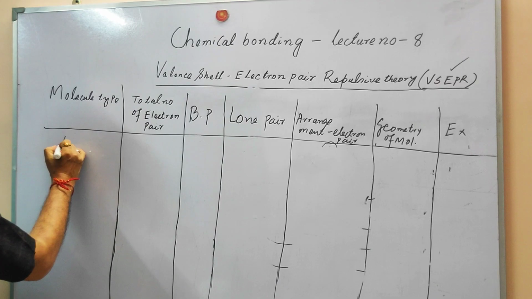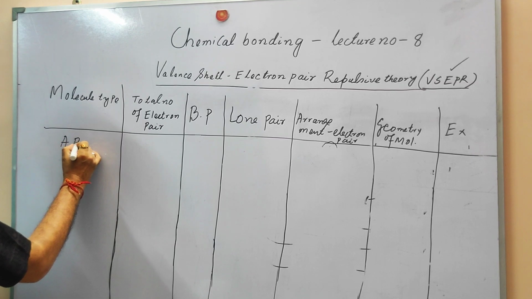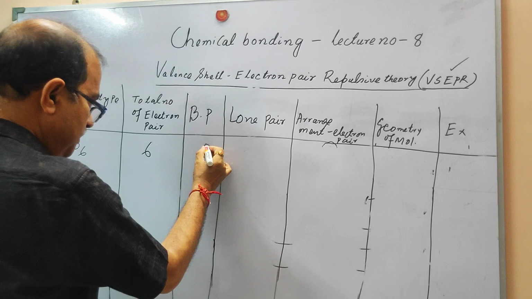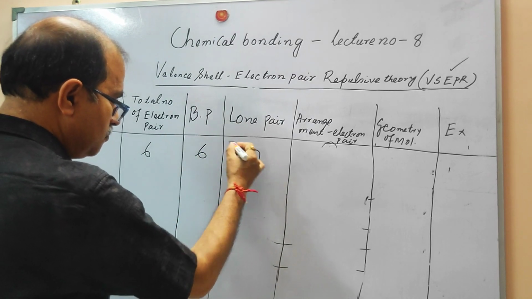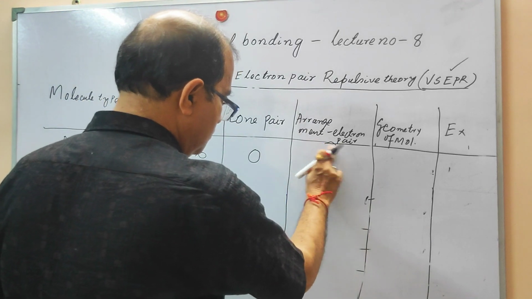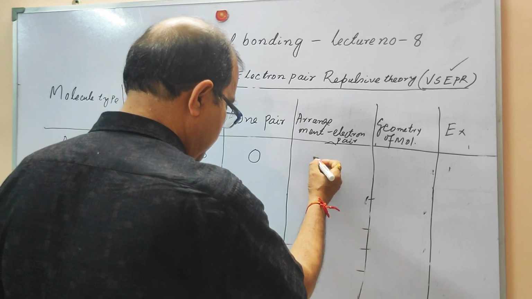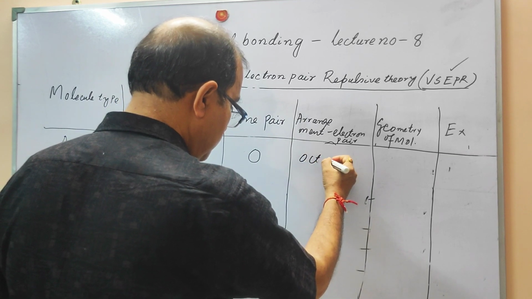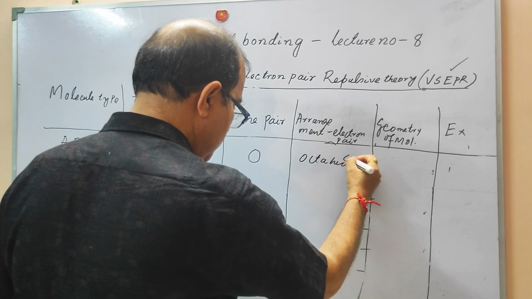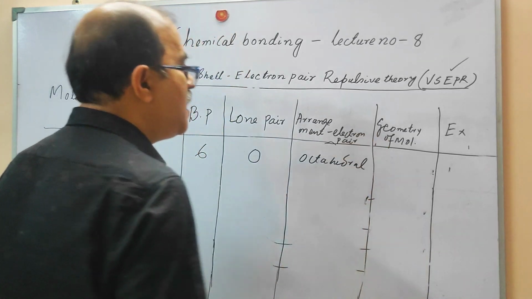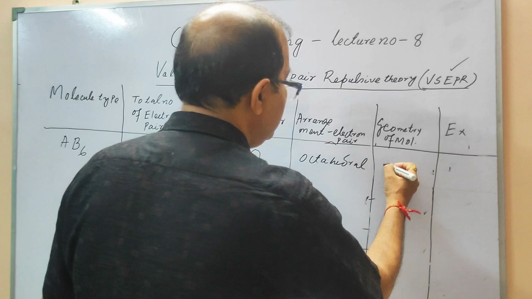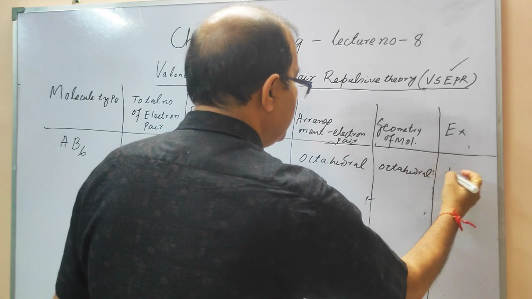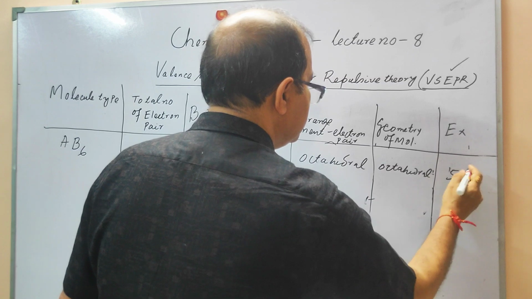Okay, now we are going to discuss another molecule type, that is AB6. Here the electron pair is 6, the bond pair is 6, the lone pair is 0, and the arrangement of the electron pairs is octahedral. The geometry of the molecule is also octahedral. An example is SF6.